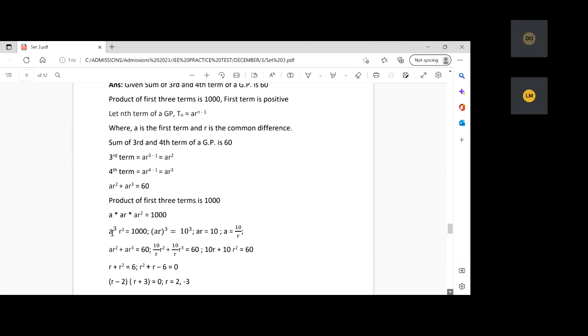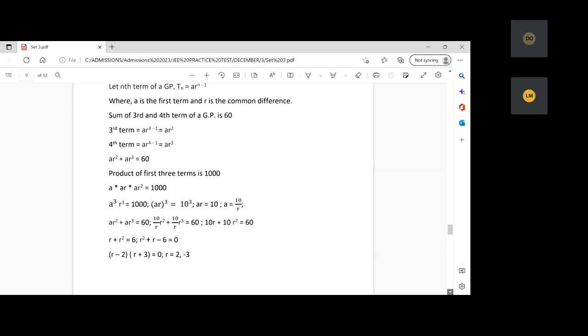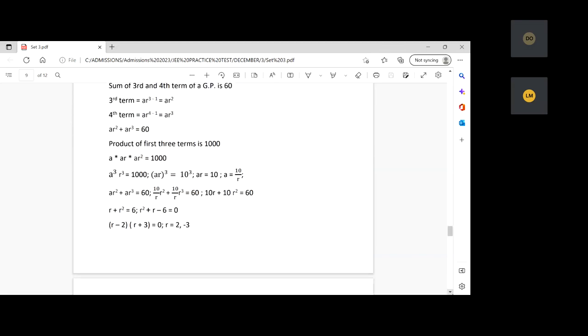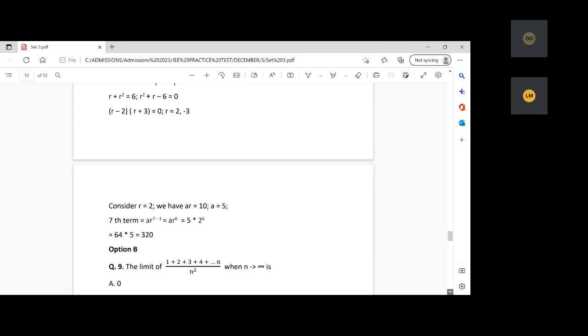So you have here A cube R cube, which is equal to 1000. That is AR whole cube, which is equal to this. You can write it as 10 cube. So if you want, you can substitute A is equal to 10 by R in this equation, and you can find the solutions of R, which is 2 and minus 2. So taking the positive, which is 2, you know the simple part, right? AR is equal to 10. So substituting R is 2, what is A? It is 5.